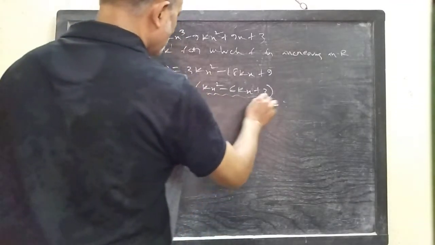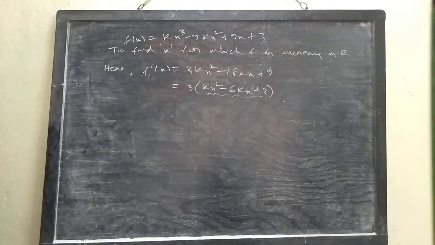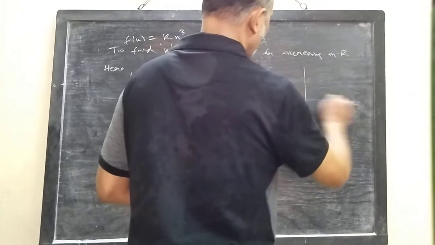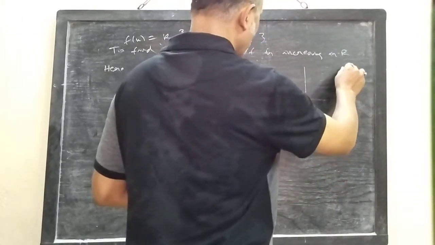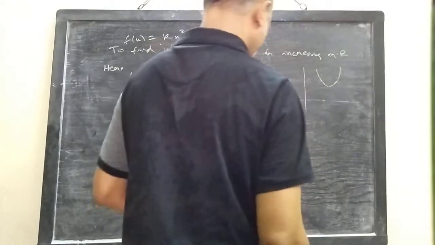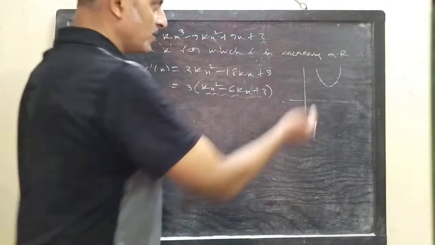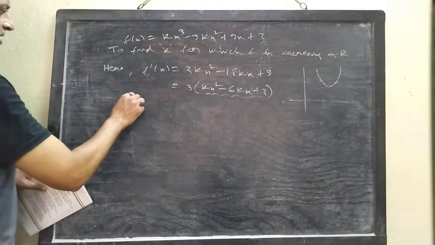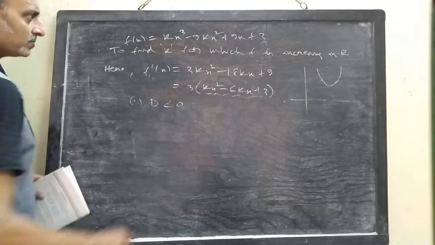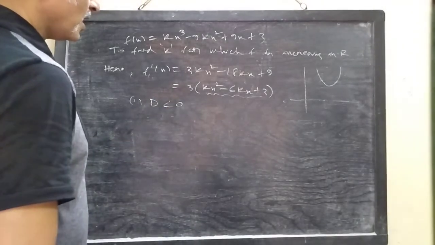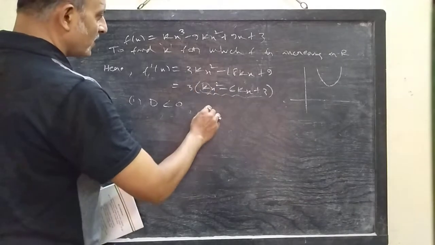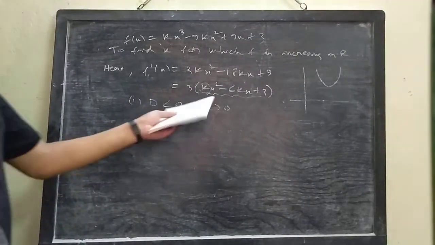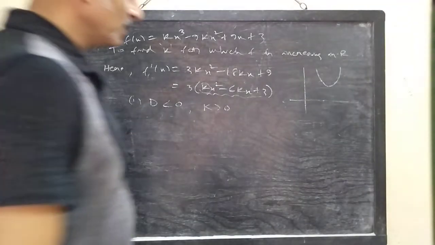Look, this is a quadratic expression, and when is this quadratic expression always positive? Remember, this type of quadratic equation always represents a parabola like this. As this is always positive, it will always lie above the x-axis, and this will happen under two conditions. One condition is its discriminant less than 0, and the other condition is that the coefficient of x square should be greater than 0. Under these two conditions, this quadratic expression will always be positive.